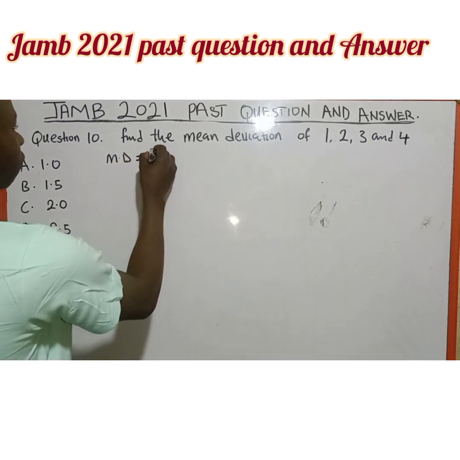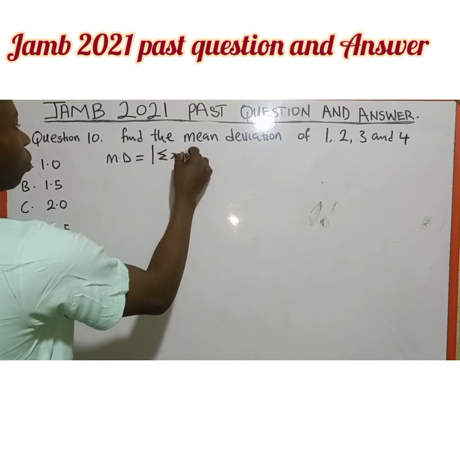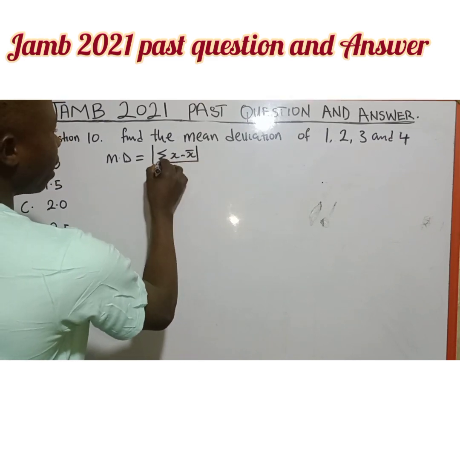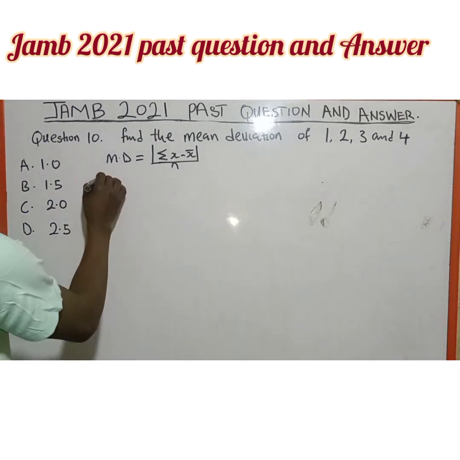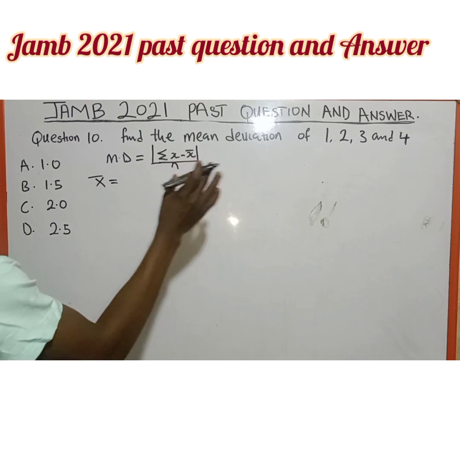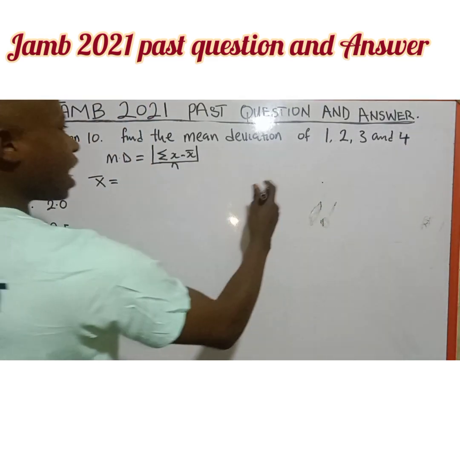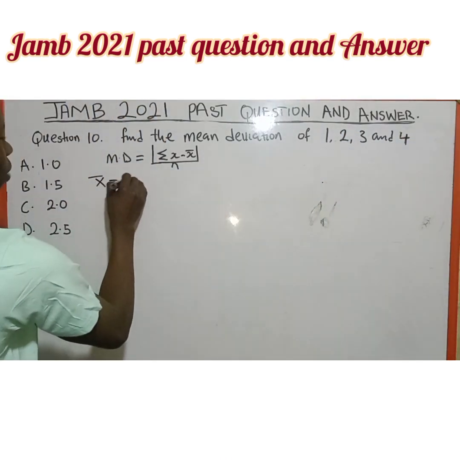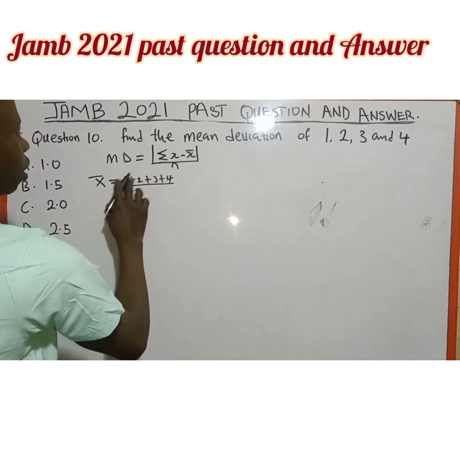So the formula is given as the absolute value of the summation of S minus S bar, all over N. The first thing we need to do is to get our S bar, which is equal to the summation of S over N. So we're going to sum all these numbers here divided by N. N means how many terms are in these numbers. So we're going to have 1 plus 2 plus 3 plus 4, then over 1, 2, 3, 4.